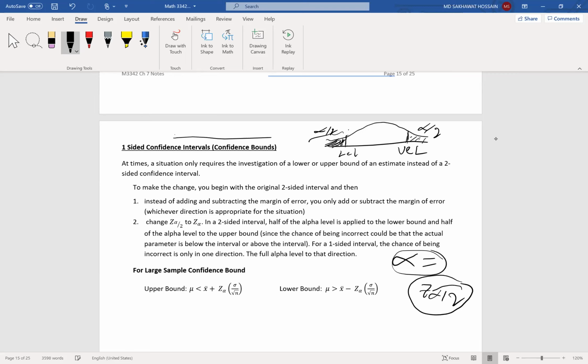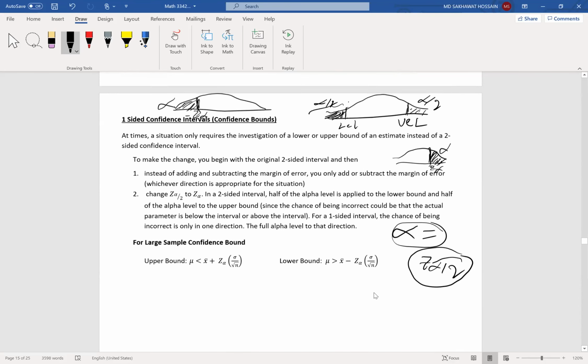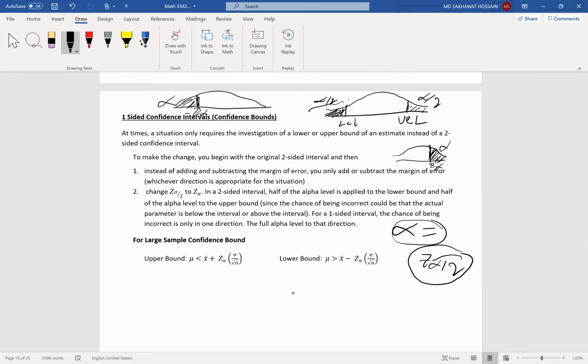But if we construct just a single confidence interval, for example only the lower confidence interval, then we have only this area, and this area is alpha. So that's why we consider z alpha. And for the upper confidence limit, if we have just one bound, then the area outside the confidence bound is alpha. So this value is z alpha, actually negative z alpha. So you can see that in the formula, the critical value is not z alpha over 2, now it is z alpha.